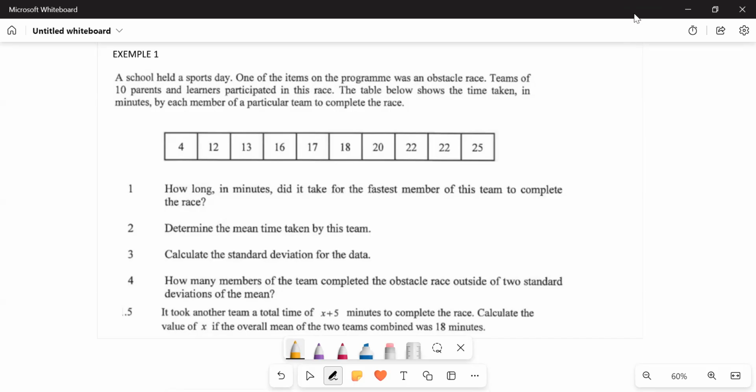And then the first question says, how long in minutes did it take for the fastest member? How long did it take for the fastest members to complete the race? How long? It took them how many minutes? It took them 4. So we'll write it here: it took them 4 minutes.